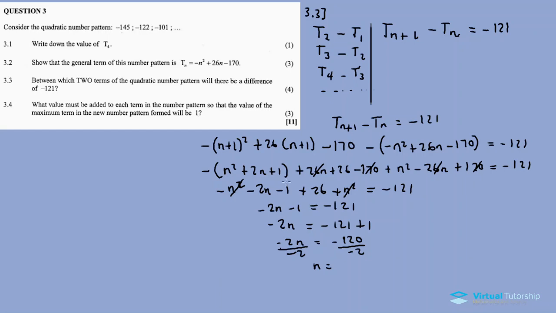I'm not happy here. I'm not happy. Oh, okay, I see now. Okay, it's minus 1 plus 26. It's plus 25. So here it's plus 25. Yeah? Minus 2n equal to minus 121 minus 25.